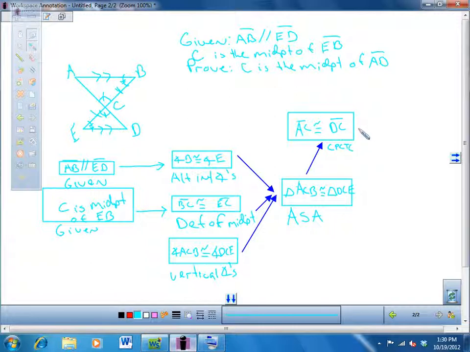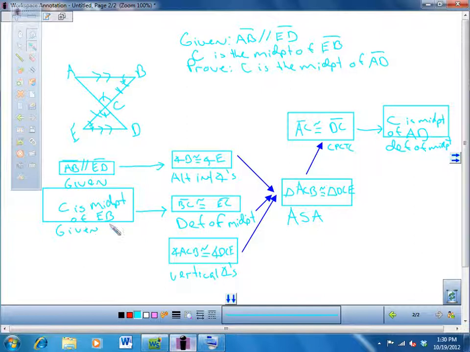CPCTC, and because of that, I can finally conclude that what I'm trying to prove, which is that C is the midpoint. C is midpoint of AD. Who can tell me why that is? Same as over here. The definition of a midpoint. Okay, because it has two congruent pieces, and so definition.